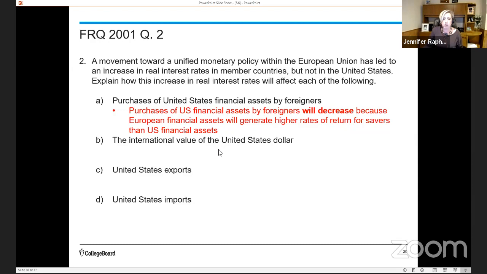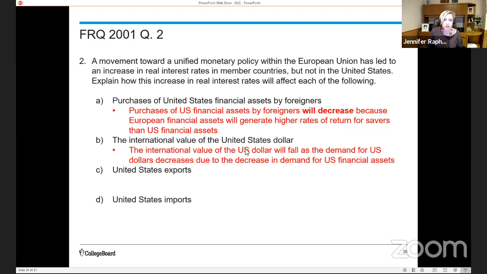Now, what happens to the international value of the US dollar when people want fewer dollar-denominated financial assets? Just rewording the question that way leads you into the answer. People are going to want fewer dollars. There's going to be a decrease in the demand for the dollar that's going to cause the international value of the dollar to fall. Okay.